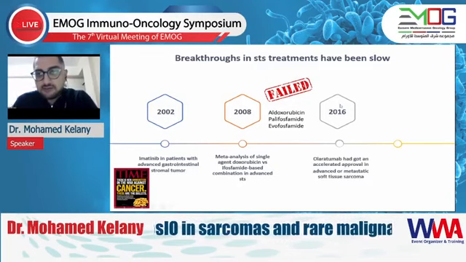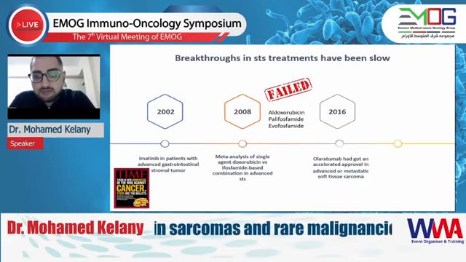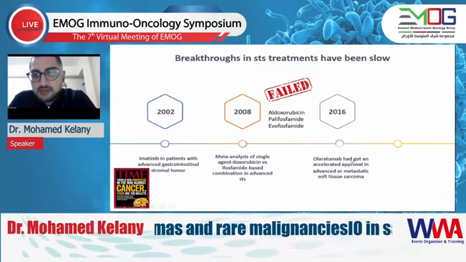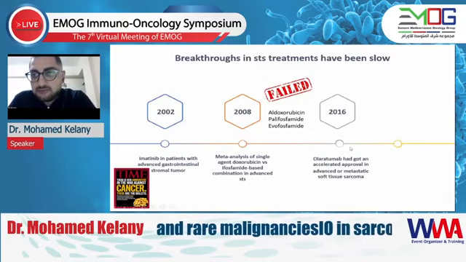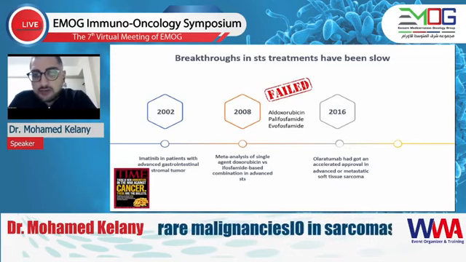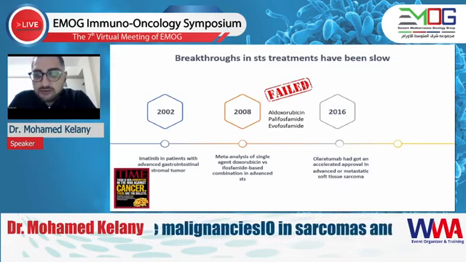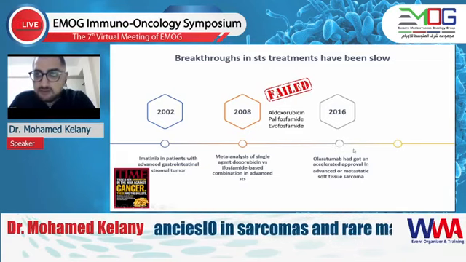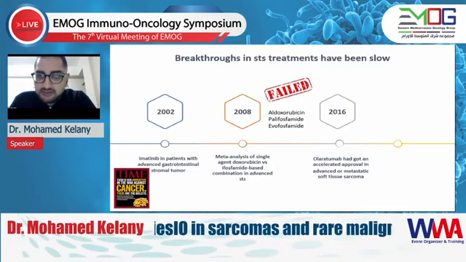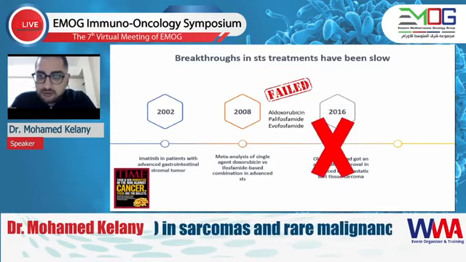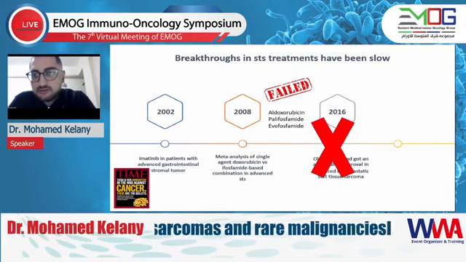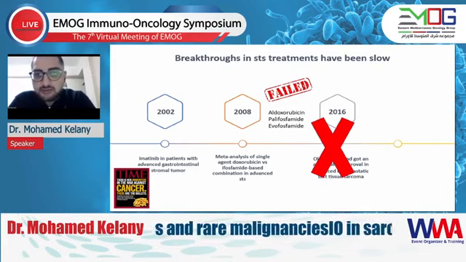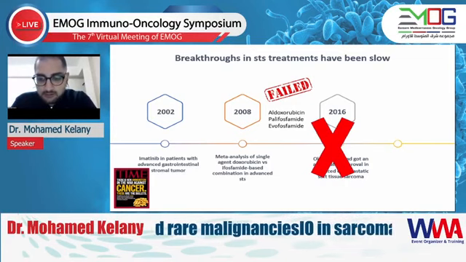In 2016, a strange issue came. Olaratumumab, an anti-PDGFR-alpha antibody, took accelerated approval from a phase 1b/2 trial, which improved overall survival when used with doxorubicin versus doxorubicin alone, with the same progression-free survival. But this accelerated approval was withdrawn in 2018 because the phase 3 trial showed no benefit of this combination versus, again, doxorubicin alone.